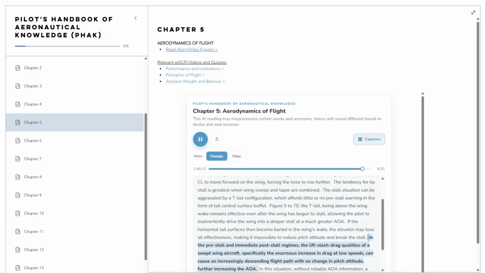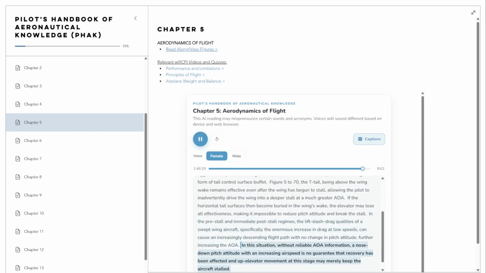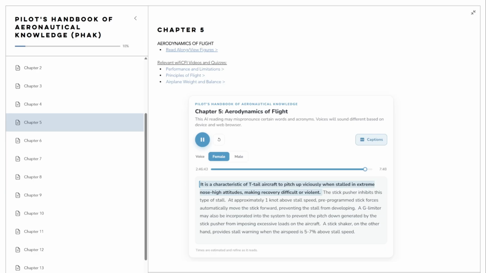In the pre-stall and immediate post-stall regimes, the lift/drag qualities of a swept-wing aircraft, specifically the enormous increase in drag at low speeds, can cause an increasingly descending flight path with no change in pitch attitude, further increasing the AOA. In this situation, without reliable AOA information, a nose-down pitch attitude with an increasing airspeed is no guarantee that recovery has been effected, and up elevator movement at this stage may merely keep the aircraft stalled. It is a characteristic of T-tail aircraft to pitch up viciously when stalled in extreme nose-high attitudes, making recovery difficult or violent. The stick pusher inhibits this type of stall.